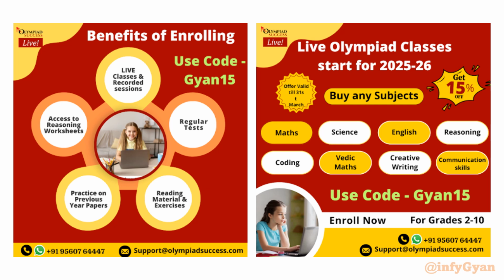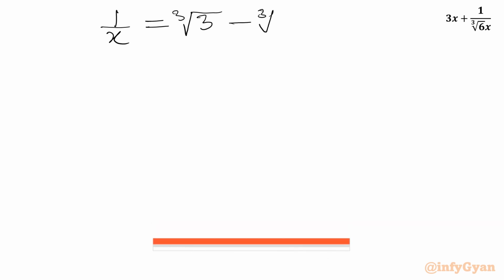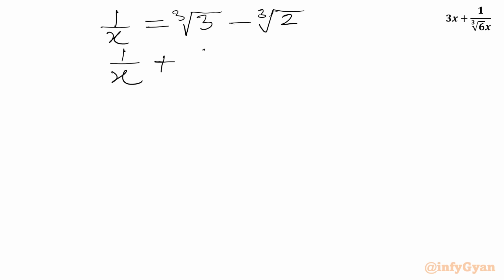Let's come back to our problem. I can write 1 over x first. This was cube root 3 minus cube root 2. Now I can write 1 over x plus cube root 2 equal to cube root 3.